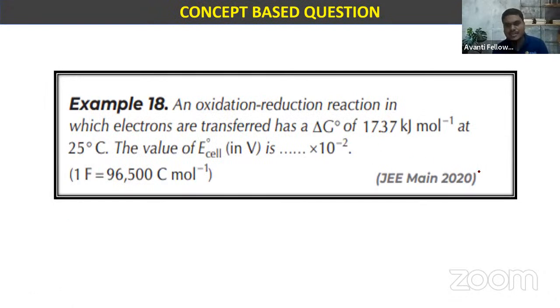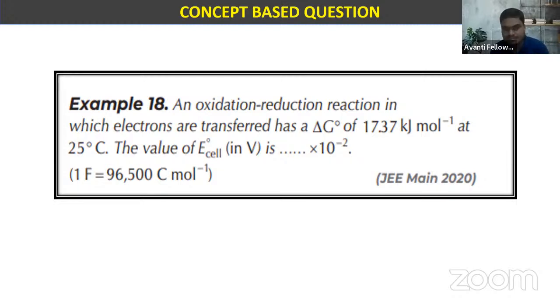Okay, the next question is also very, very important. This question also came in the JEE Main examination 2020. An oxidation reduction reaction in which electrons are transferred has delta G naught. This is a numerical based question, right? So delta G value is already given. You have to calculate the value of E naught, right?